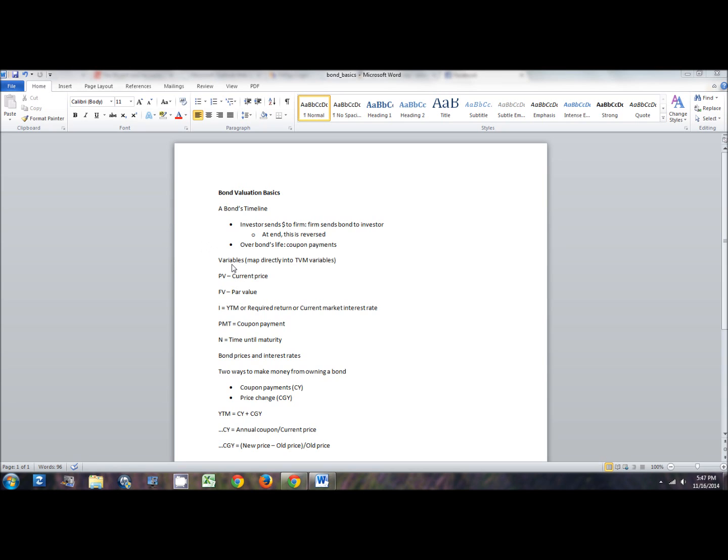Now, the variables that we use in bond valuation, and this is the main reason why I like to cover it right after time value of money, is because the variables map directly back into the time value of money variables. We're going to use present value, future value, I, payment, and N. They all have basically the same meaning as we learned in the first lesson, but they're all a little bit different since the context is now more specific. The present value, rather than being referred to as simply some money today, usually represents the bond's current price.